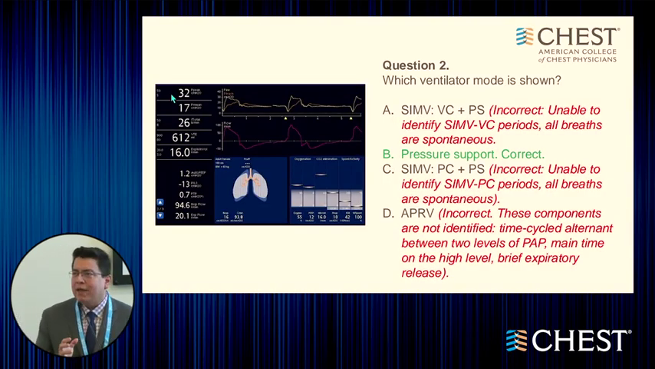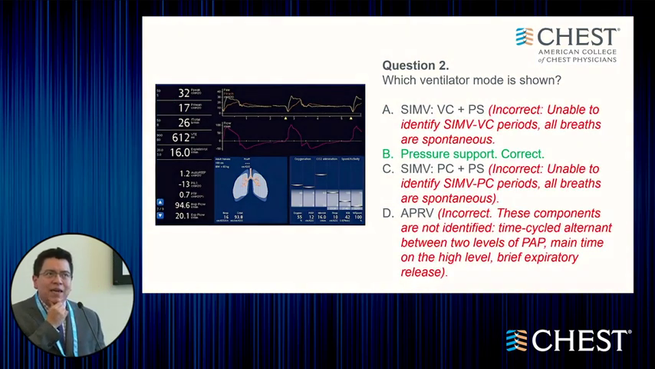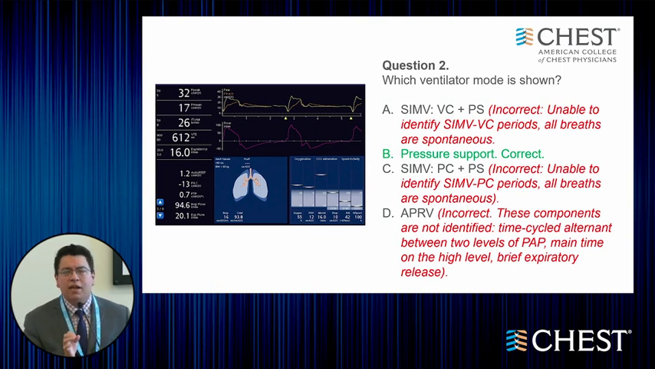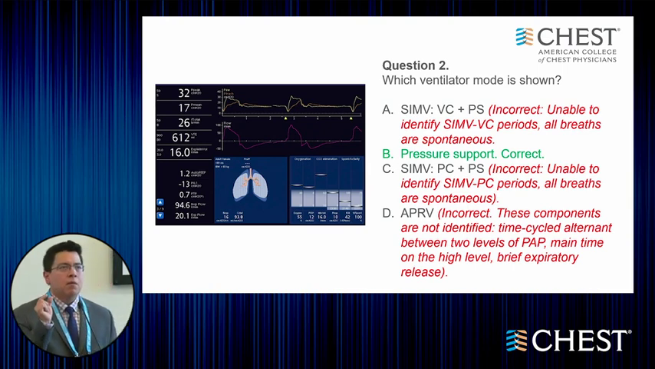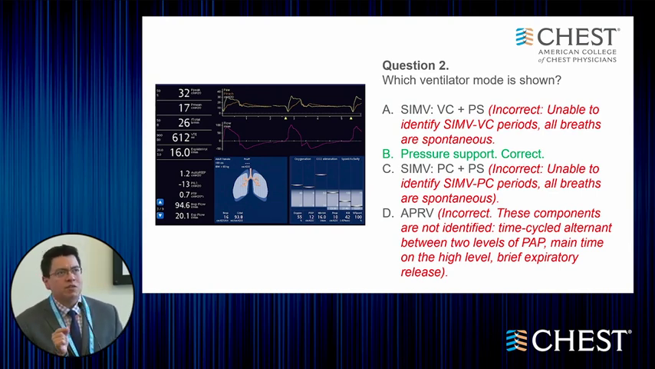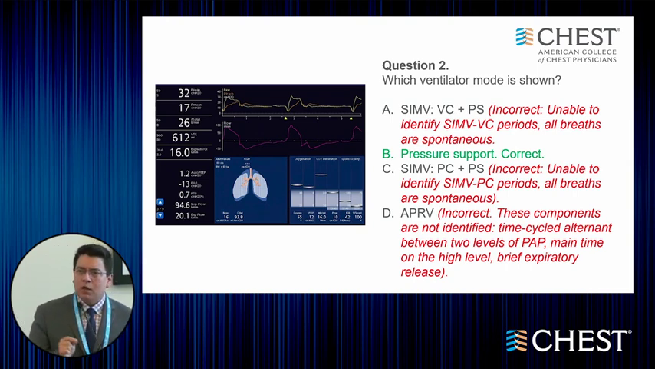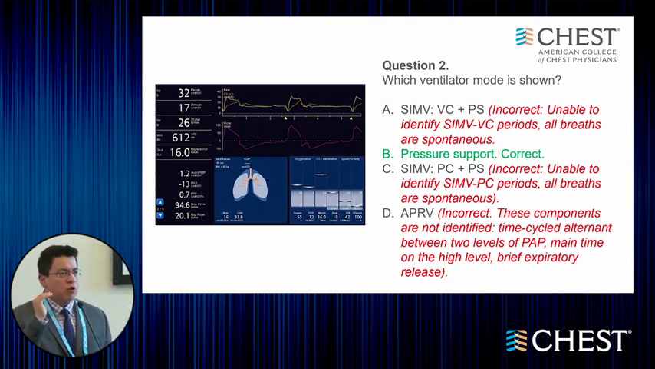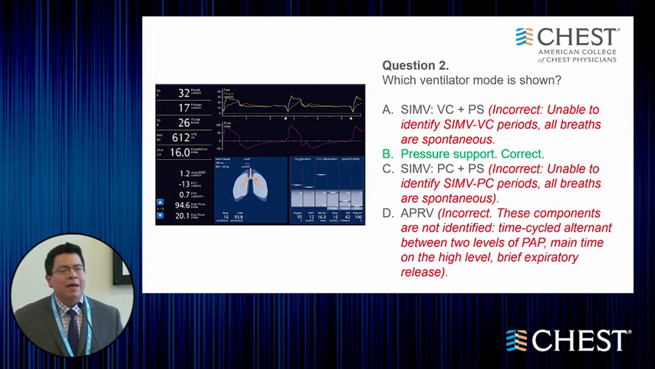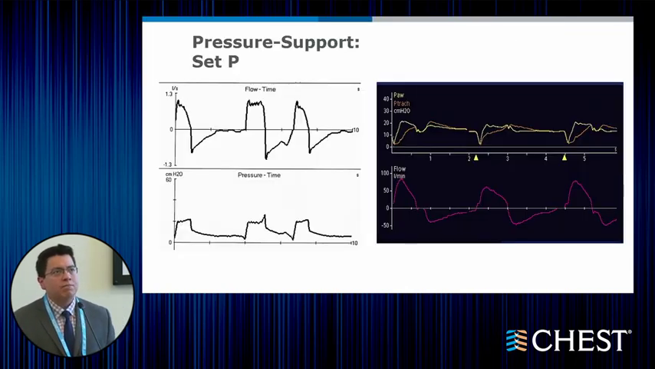So let's review why. Why is it not SIMV? Again, when you see it, you're going to very easily identify this in the future. We are not able to identify those intermittent mandated pressure control breaths in between these spontaneous breaths. So options A and C are not right. And again, we just discussed APRV: the components of a high pressure and a low pressure, favoring a longer time of the inspiratory cycle at that high pressure level, are also not seen in this particular example.